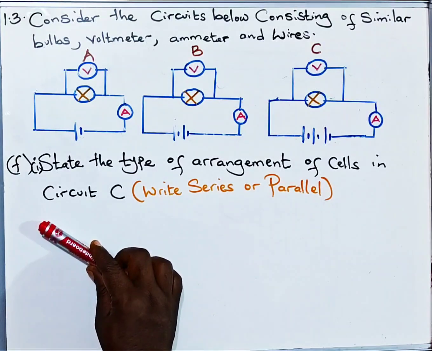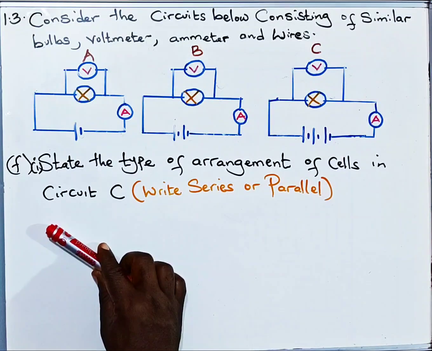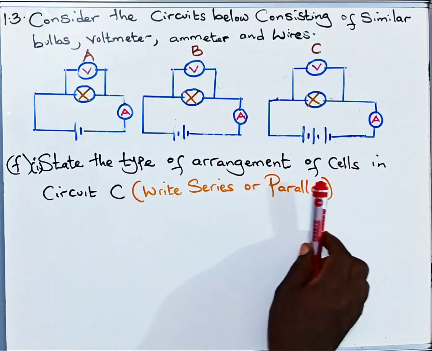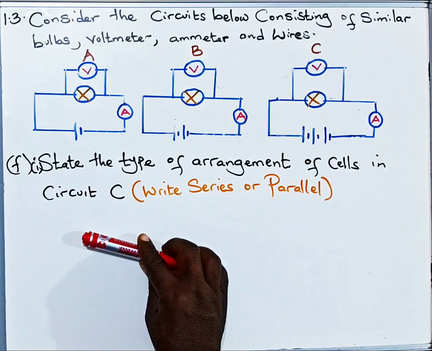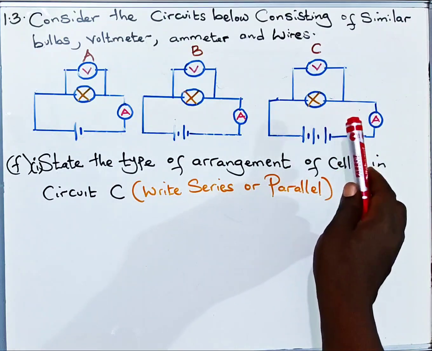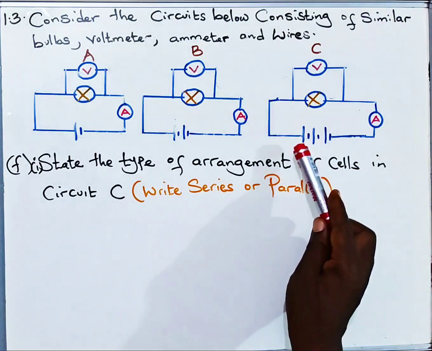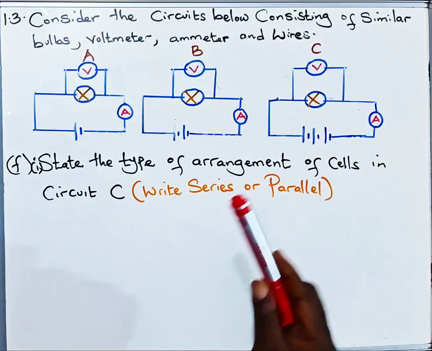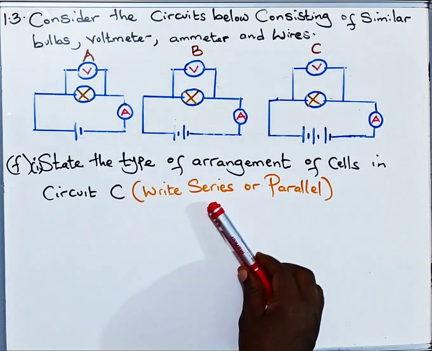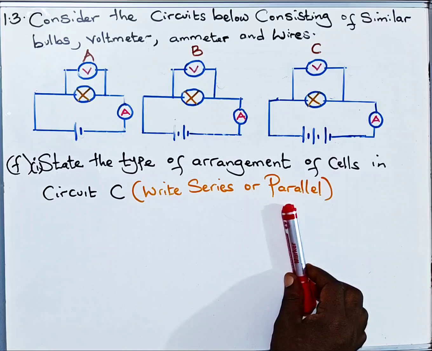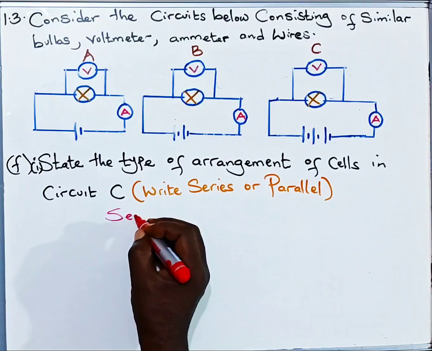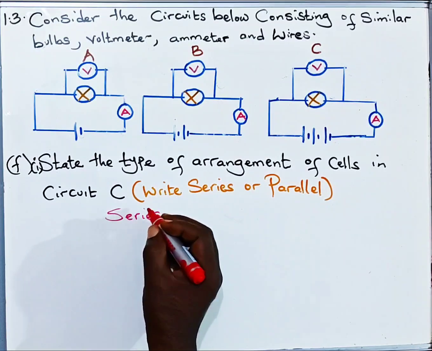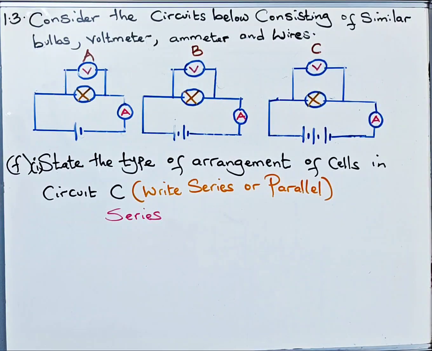Then we come to this question. It says, state the type of arrangement of cells in circuit C. This is the circuit we are talking about. What arrangement of cells do we see here? Is it series or parallel? The answer is series. The cells are arranged in series.